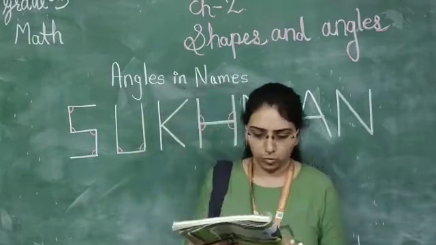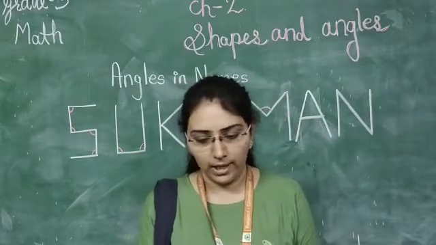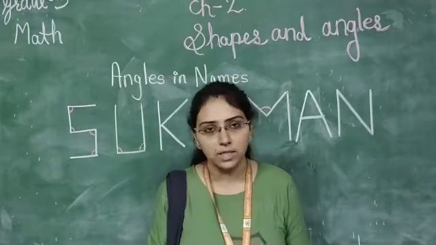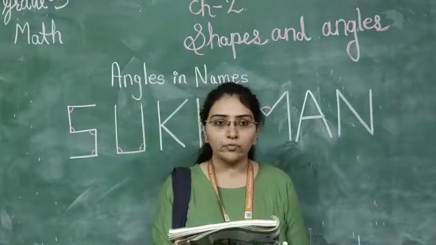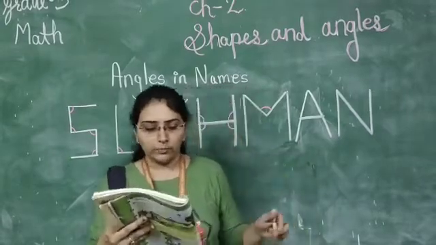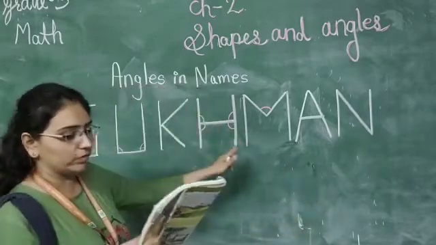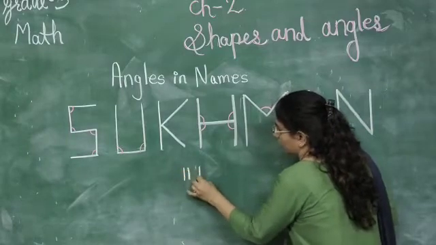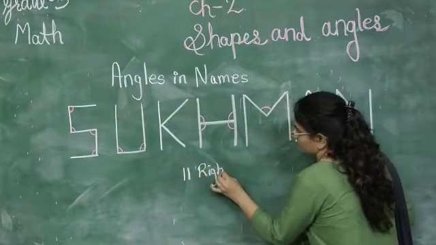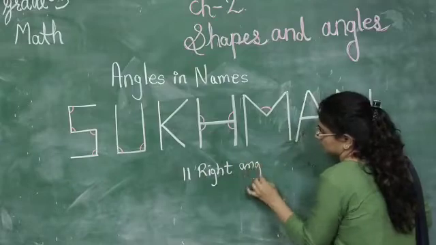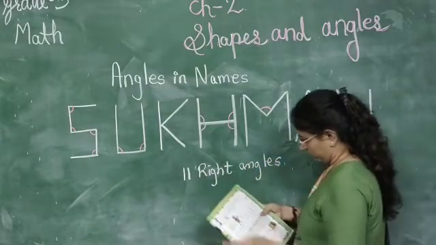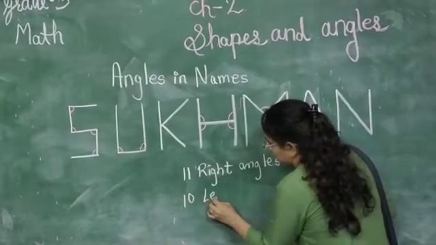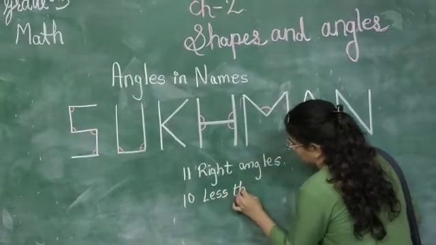If I am reading in the textbook, in my name there are 11 right angles and there are also 10 angles less than a right angle. So we have to check whether in the name Sukhman, 11 right angles are there or not. And they have said that 10 less than right angles are there or not.